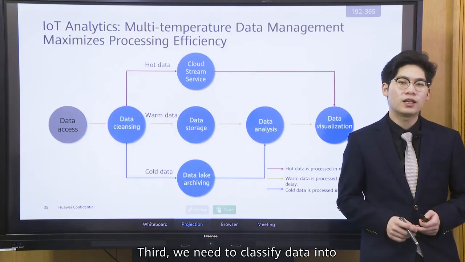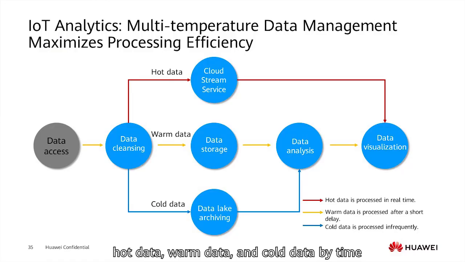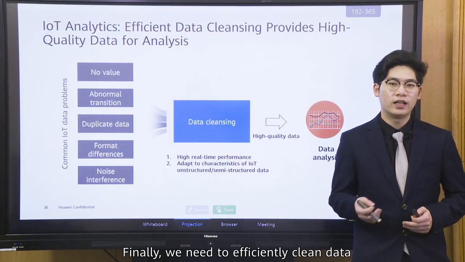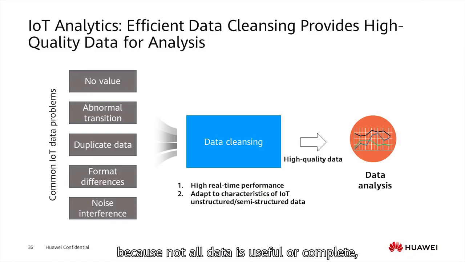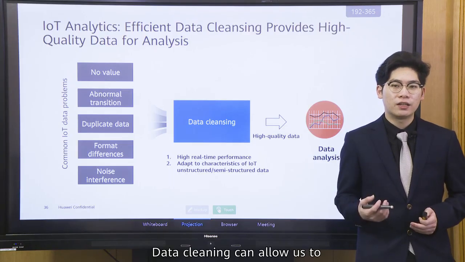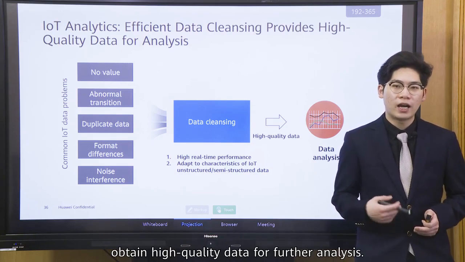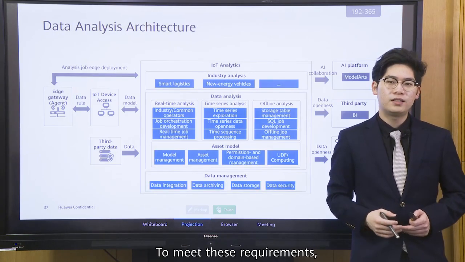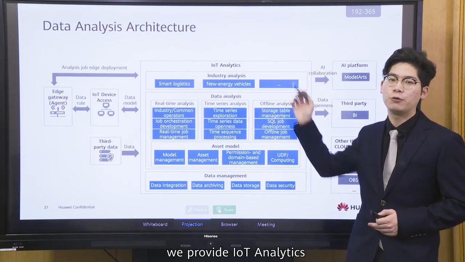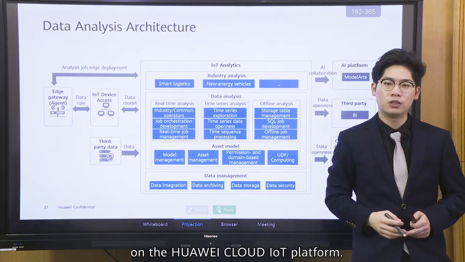Third, we need to classify data into hot data, warm data, and cold data by time and process them differently. Finally, we need to efficiently clean data because not all data is useful or complete, since some useless data is generated during data collection. Data cleaning can allow us to obtain high-quality data for further analysis. To meet these requirements, we provide IoT analytics on the Huawei Cloud IoT platform.